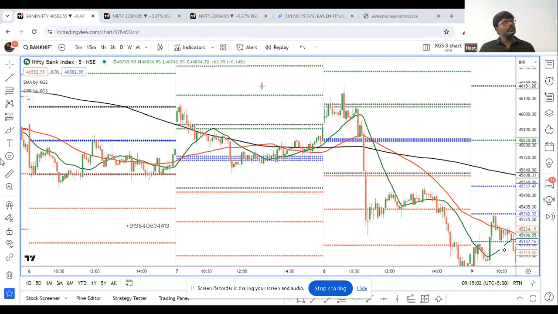So in that case, what do we do? If the premiums are not increasing and if the prices are going up, then there is no point in sitting in that particular trade. Yes, close the trade.